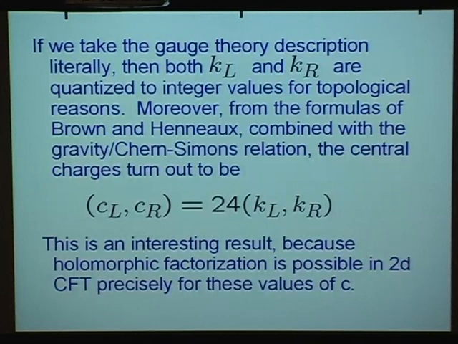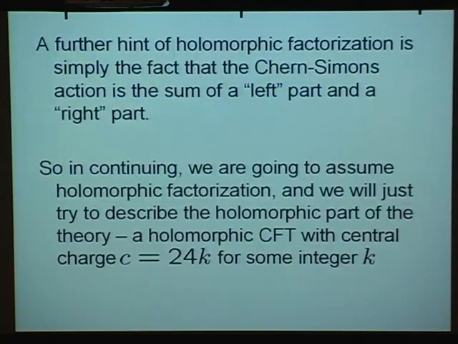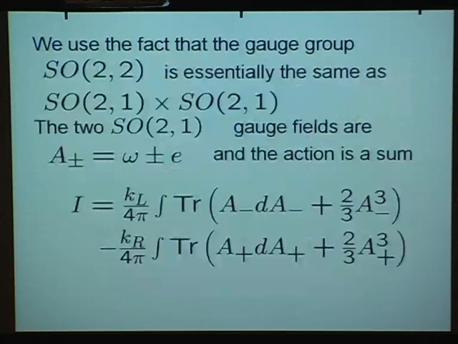So the values of the central charge that we get, at least if we assume this gauge group, are hints of holomorphic factorization. There's a more elementary hint, which is simply that the action is the sum of an action for k left and an action for k right. This one leads to the left Virasoro, and this one leads to the right Virasoro when you make the Brown-Henneaux argument.